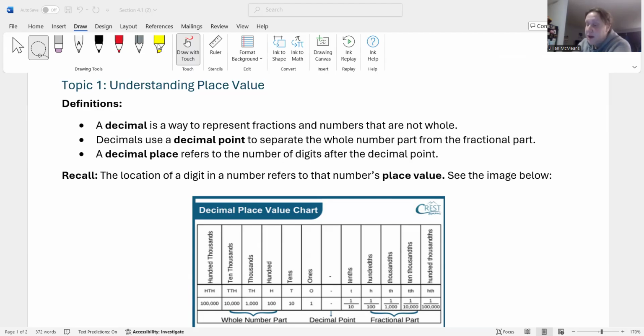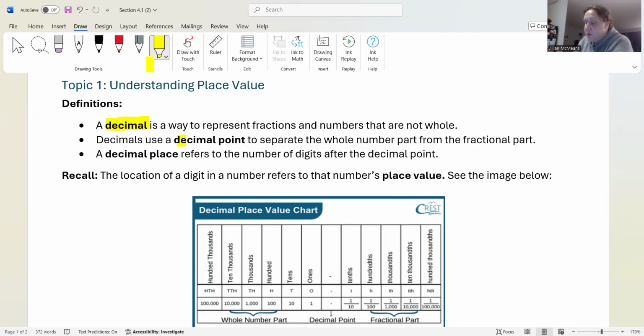So let's look at a couple of definitions. Our first definition is a decimal is a way to represent fractions or numbers that are not whole. You're going to see at some point in this chapter that we're going to connect fractions and decimals. Decimals are just another way to represent part of a whole like fractions. So that tells me that every single fraction has some kind of decimal equivalent, and we'll learn how to do that. There are also these other decimals that don't have fraction equivalents, so we'll talk about those as well. But in general, decimals are just a way to represent fractions or numbers that are not whole.